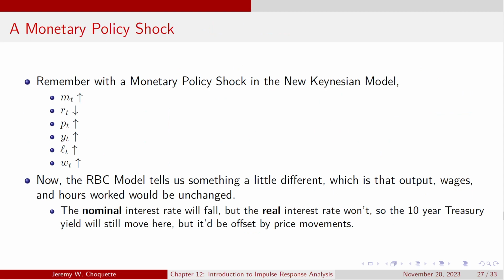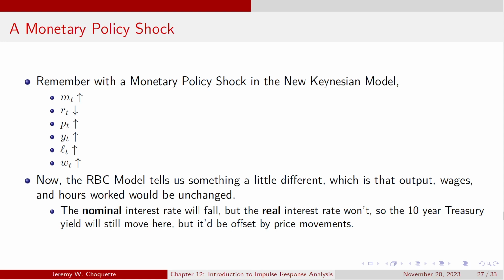Cool. Monetary policy shock time. Now, with the new Keynesian model, you get real responses to a monetary policy shock. So money increases, the real interest rate falls. Prices and output increase, labor and wages increase. But the real business cycle model tells us something a little different, which is that output, wages, and hours worked would remain unchanged in response to a monetary policy shock.